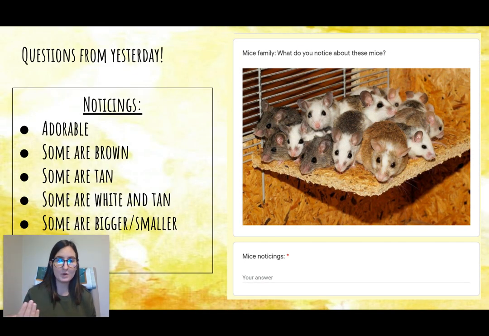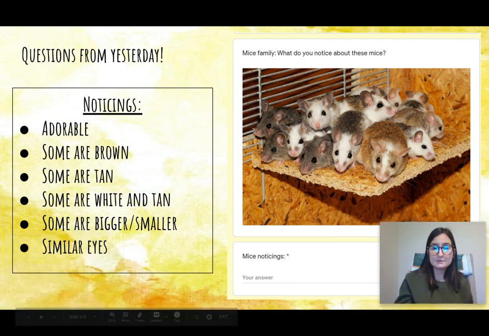So going over our work from yesterday, the first question said, what do you notice about these mice? So number 1, they're pretty adorable. I'm not a fan of mice. They kind of scare me, but they are pretty cute. What I noticed, and a lot of you noticed, is some are brown, some are tan, some are white and tan, some are bigger than others. Like this one looks pretty big, that one looks pretty small.